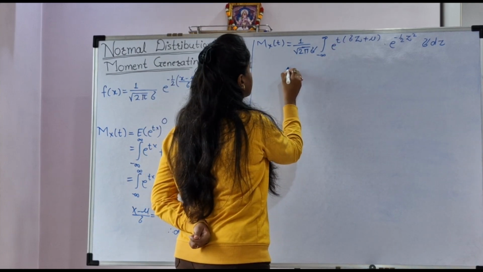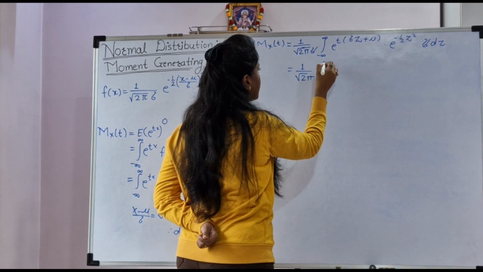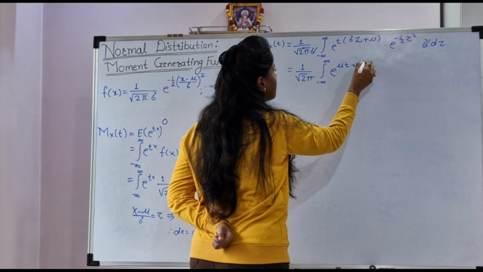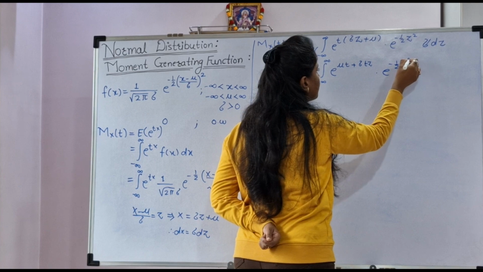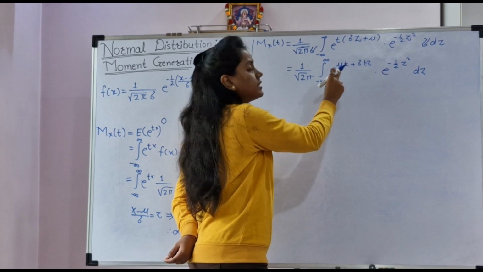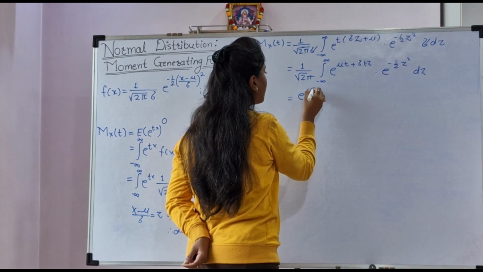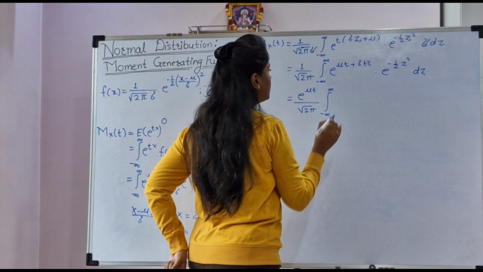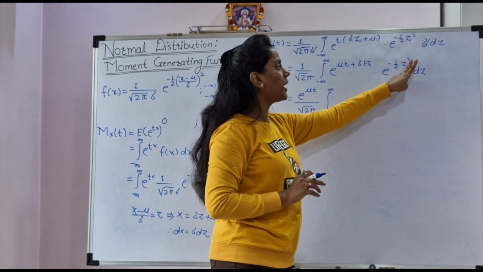Let's take this t inside. So what we will get: 1 upon root 2 pi, integration from minus infinity to infinity of e to the power mu t plus sigma t z, into e to the power minus half z square dz. Here e to the power mu t is a constant. We can take it outside the integration. So what we will get: e to the power mu t upon root 2 pi, integration from minus infinity to infinity. Now we have e to the power sigma t z into e to the power minus half z square.